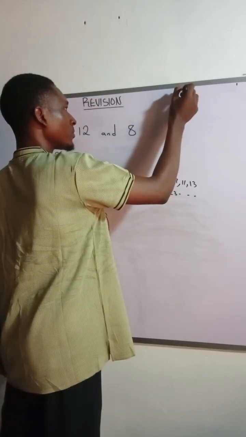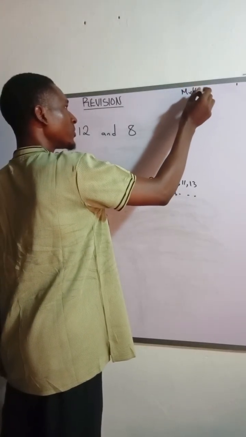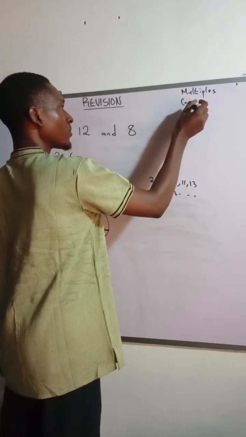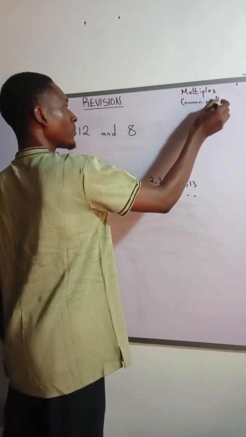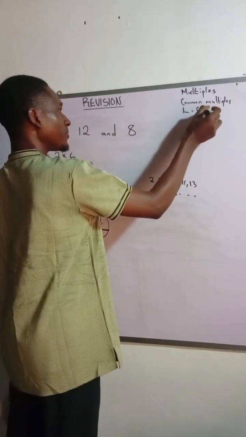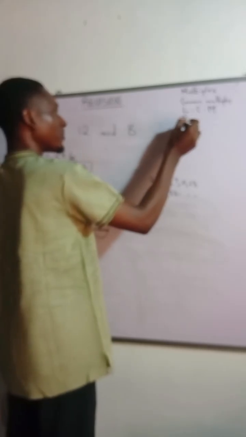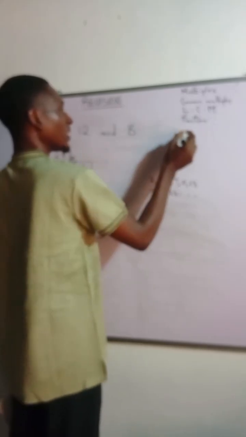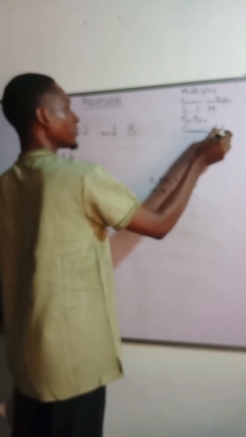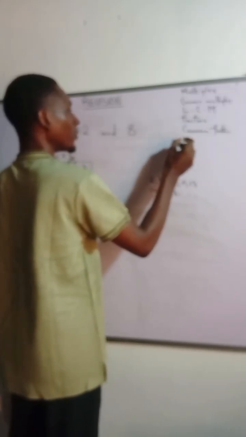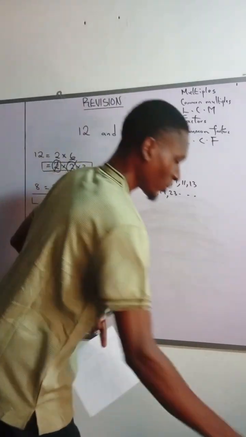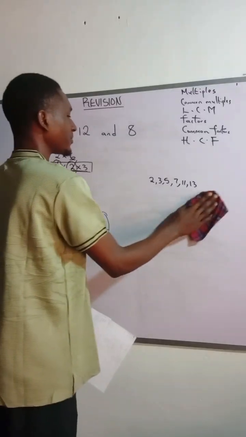So now, I've shown you some things we have to learn. The first thing is multiples. The next thing is common multiples. The next thing is LCM. The next thing, I asked you to learn factors. I asked you to learn common factors. And I also asked you to learn highest common factors. So let's continue. What is the next thing we are supposed to learn?